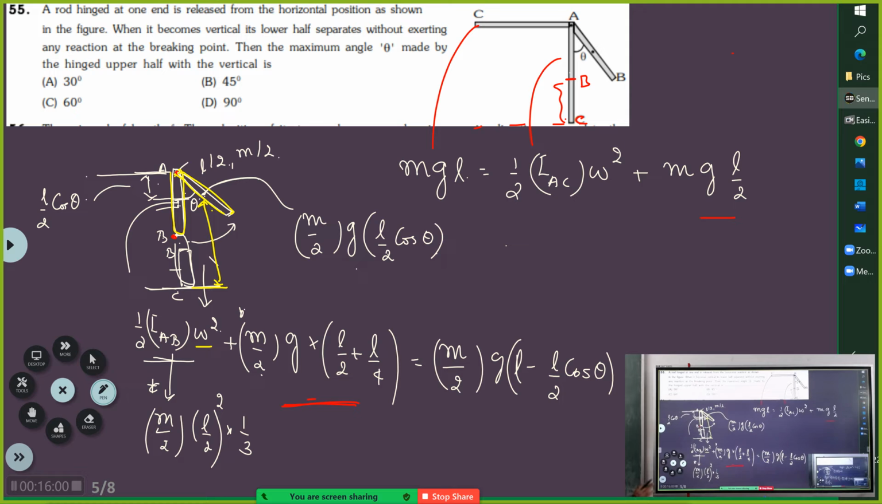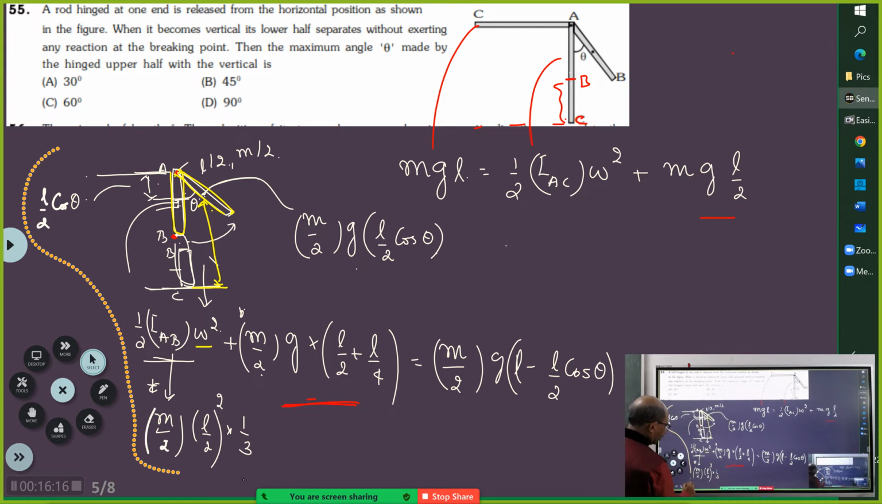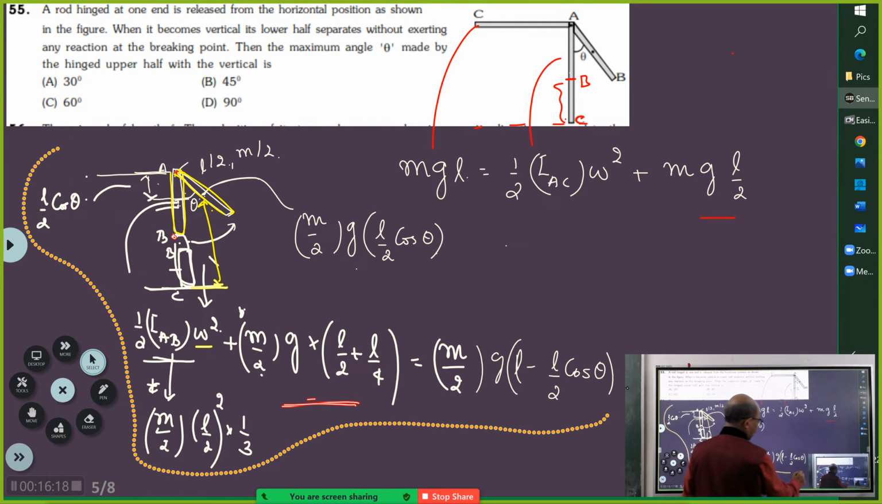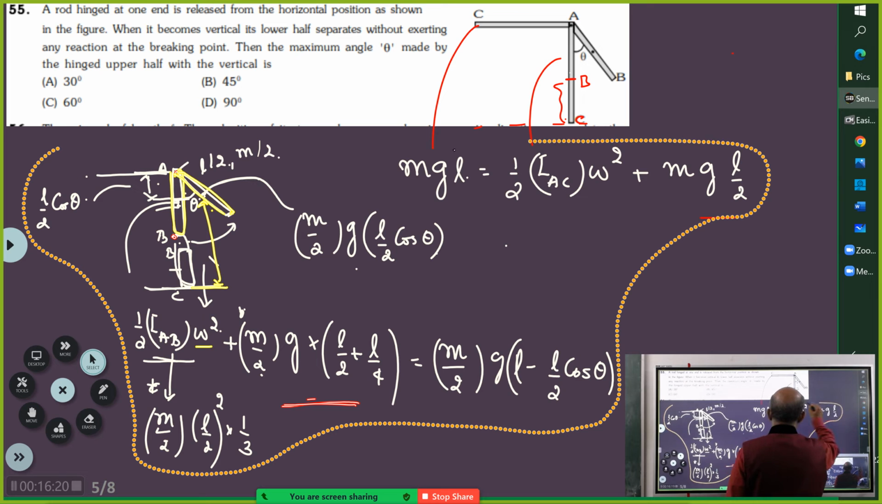Right? So now you have to just find out omega square, and then if you substitute for omega square, the problem is done. Now at this stage, I want all of you to think. I am not here to solve the problem, I want you to solve.